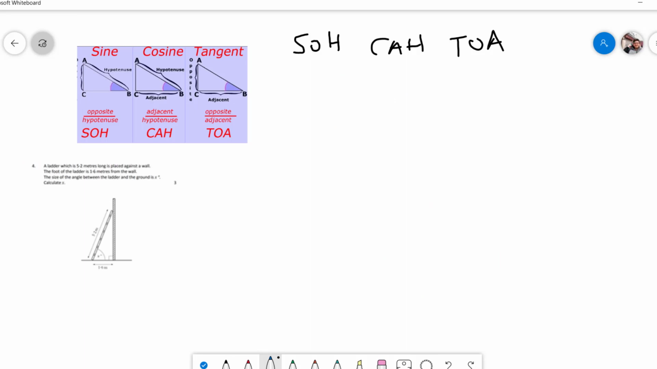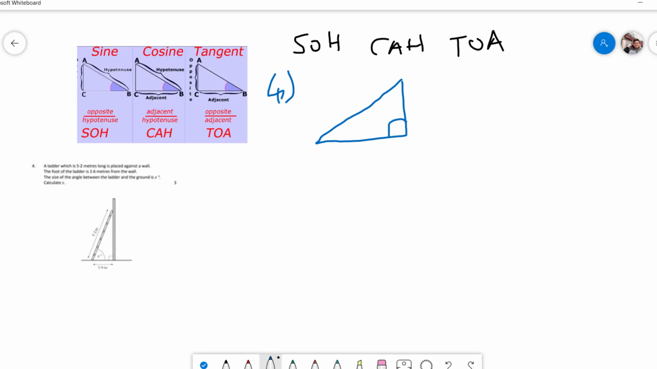On to question number 4. So a ladder which is 5.2 meters long is placed against a wall. The foot of the ladder is 1.6 meters from the wall. The size of the angle between the ladder and the ground is x degrees. Calculate x. So I'll draw that triangle out just to make it a bit clear. Sorry, that's not right. It's like that.